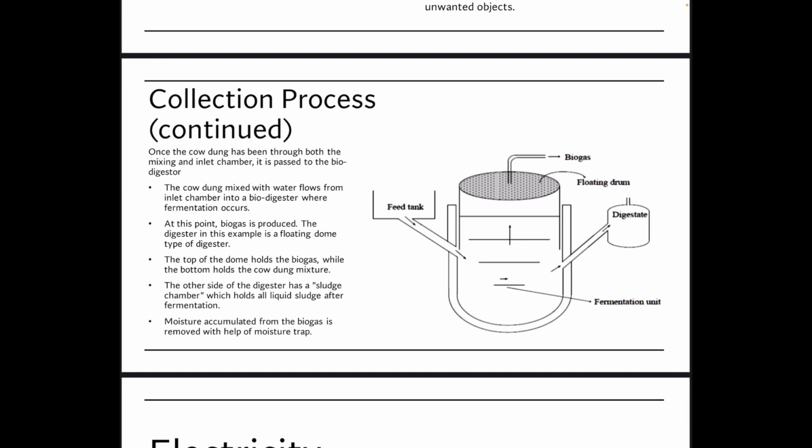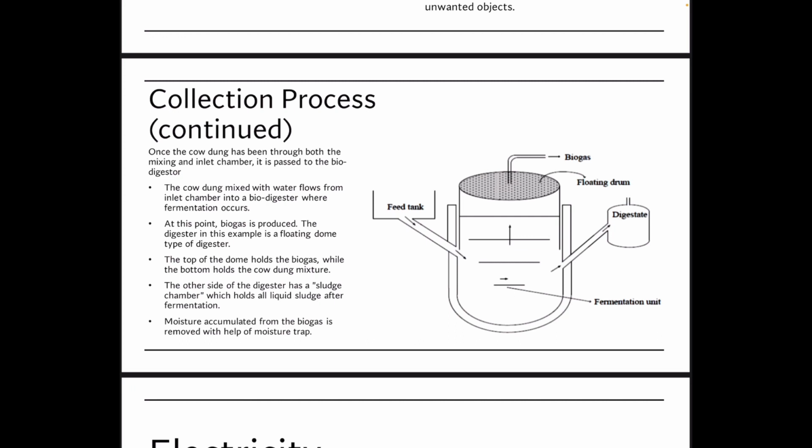Then, once the cow dung has been through both the mixing and inlet chamber, it is passed to the biodigester. The cow dung mixed with water flows from inlet chambers into a biodigester, where fermentation occurs. At this point, biogas is produced.